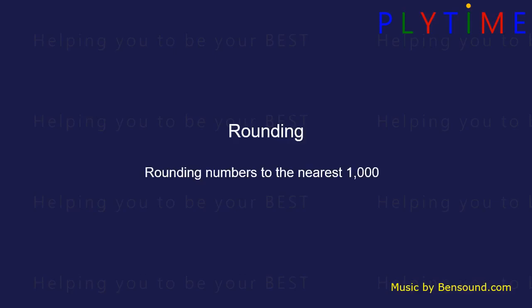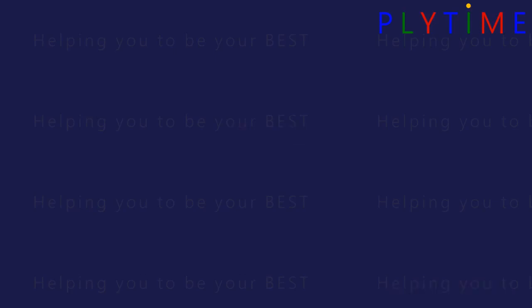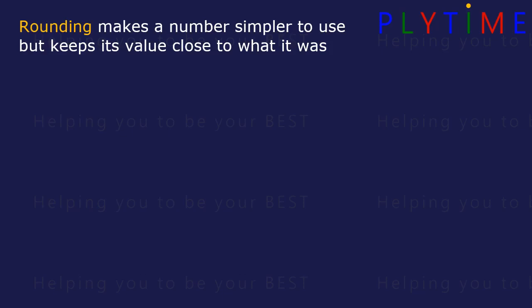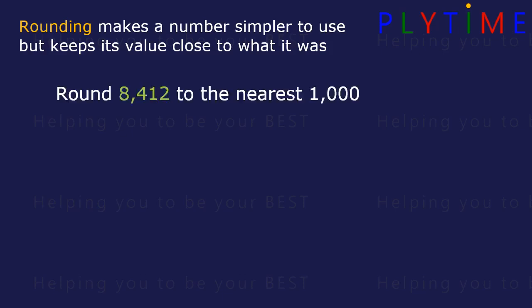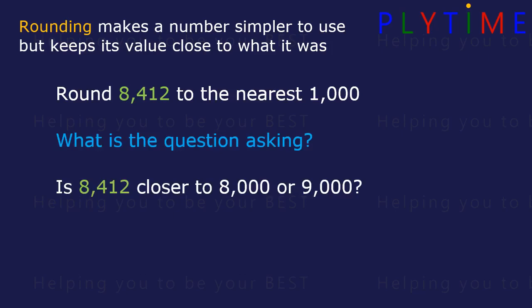Rounding. Rounding numbers to the nearest 1000. Rounding makes the number simpler to use but keeps its value close to what it was. Round this number to the nearest 1000. What's the question asking? Is 8,412 closer to 8,000 or 9,000?